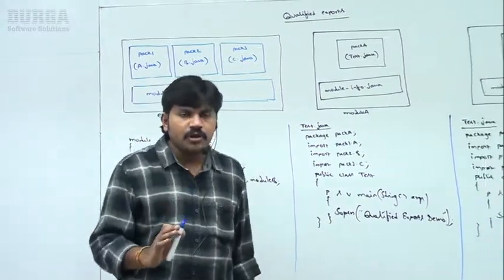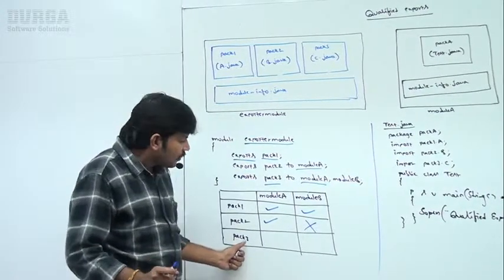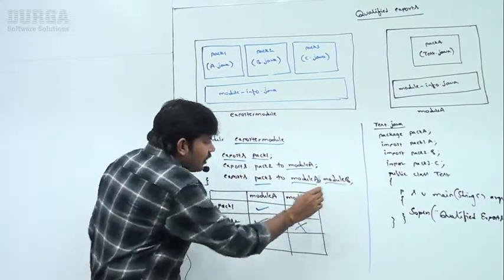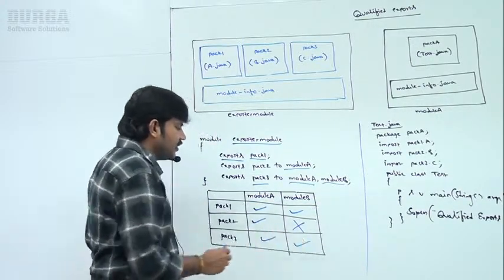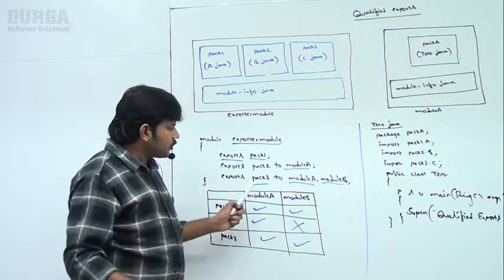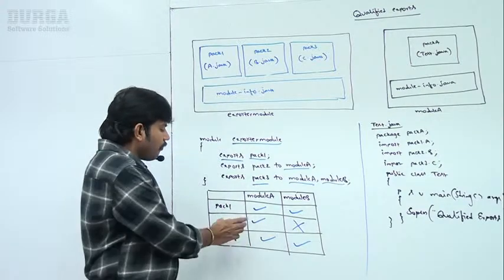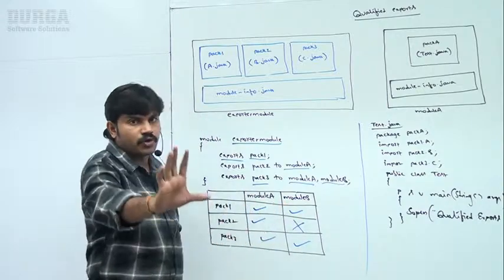Make sure you people are aware clearly. Next pack 3: pack 3 is available to module A and module B, so available here and here. Are you able to understand, right? Make sure you have clear clarity. So pack 2 is available only for module A but not for module B.